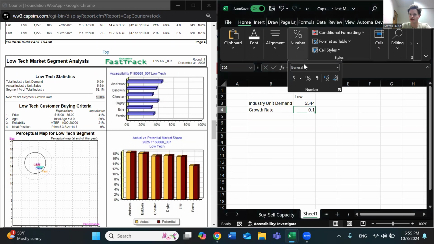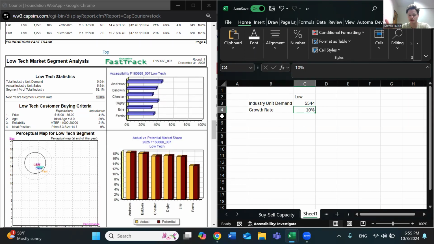If I go down to number right here, I can make this growth rate a percentage. One thing for you guys to keep in mind, I am creating this Excel document for you, but you're going to get a much nicer one as an actual class project later. This is just to hold you guys over and help you with your forecasts until you get the opportunity to make that nicer one.